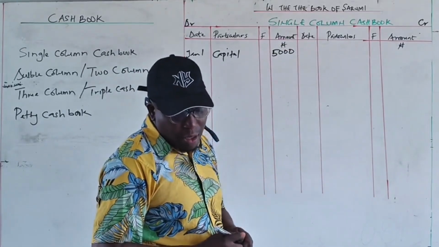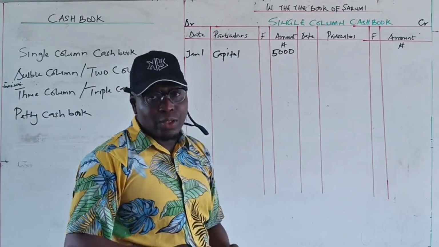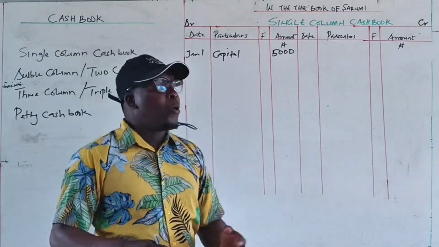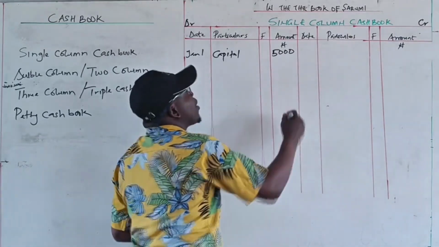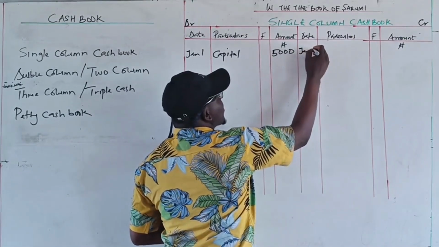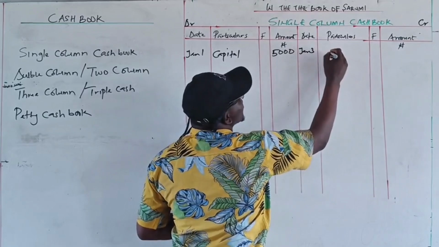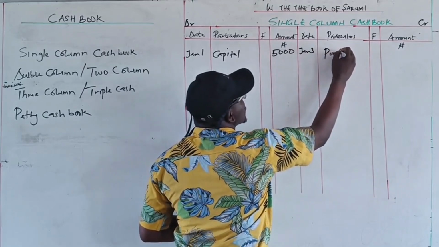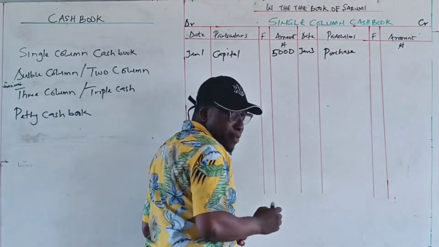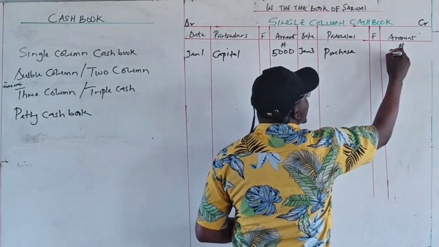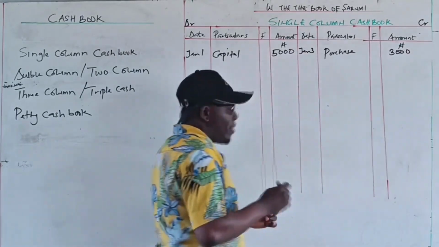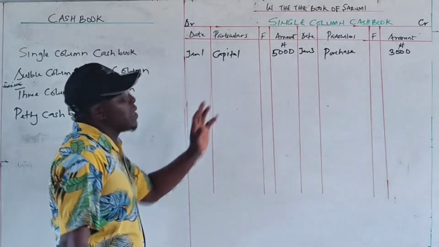January 3rd, it purchased goods for 3,000. When goods have been purchased, it is going to be recorded on the payment side of our account. So we come to our days. January 3, we have purchases because goods were then purchased. So we have purchases. The amount is 3,000 naira. So we'll put it under the amount.